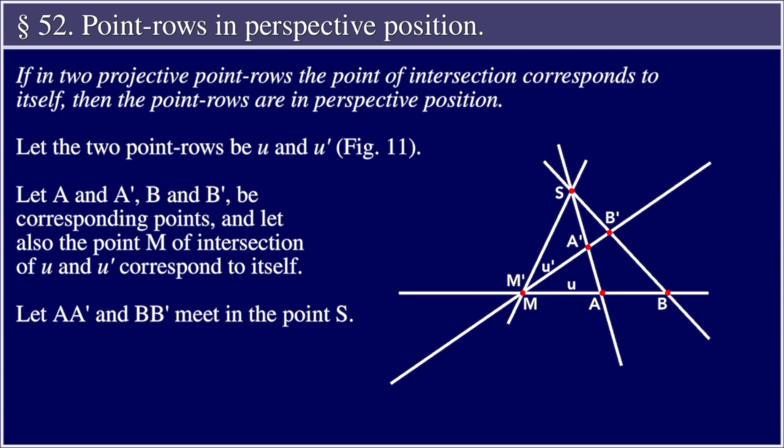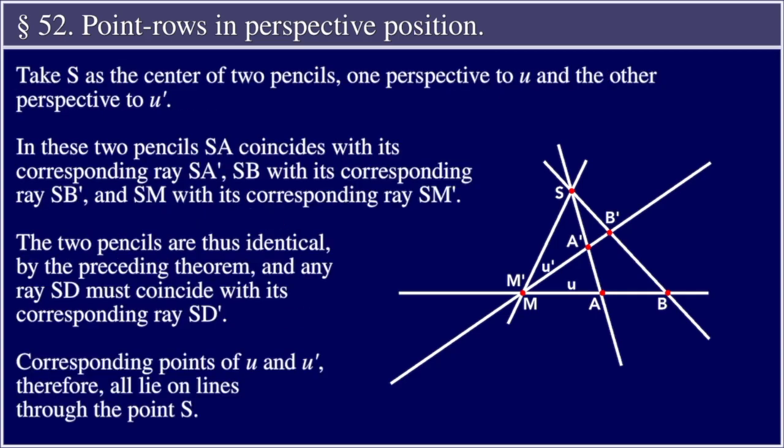Let AA' and BB' meet in the point S. Take S as the center of the two pencils, one perspective to U and the other perspective to U'. In these two pencils, SA coincides with its corresponding ray, SA', SB with its corresponding ray, SB', and SM with its corresponding ray, SM'. The two pencils are thus identical by the preceding theorem, and any ray SD must coincide with its corresponding ray, SD'. Corresponding points of U and U', therefore, all lie on lines through the point S.